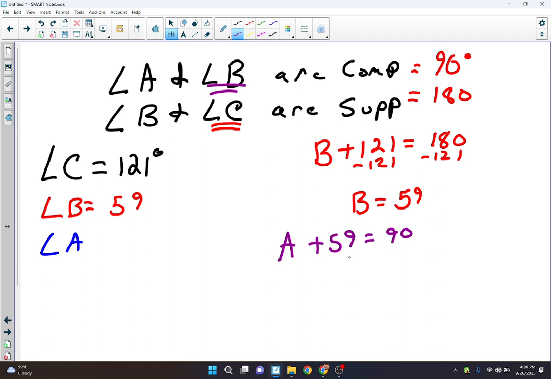You need to know the word complementary. It's just going to say complementary. It's not going to say 90 degrees. So you need to know complementary is 90 and supplementary adds up to 180.